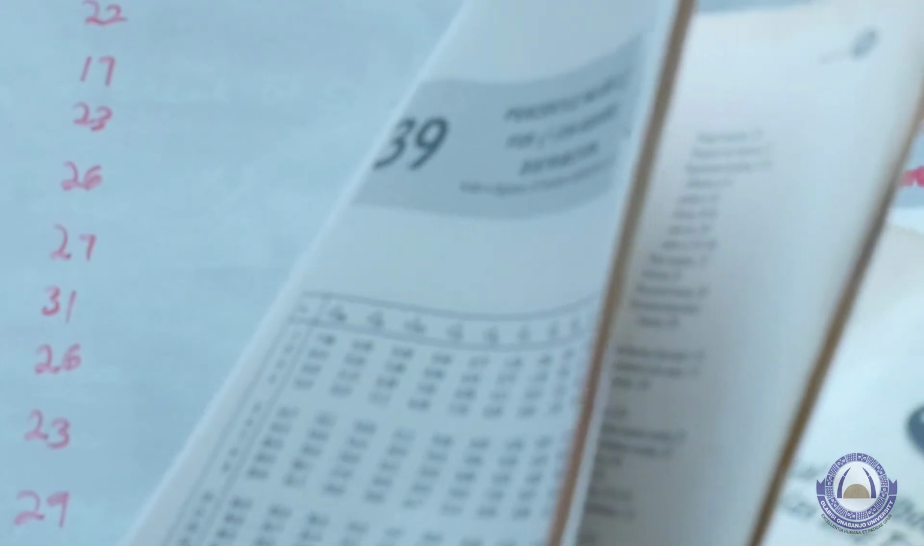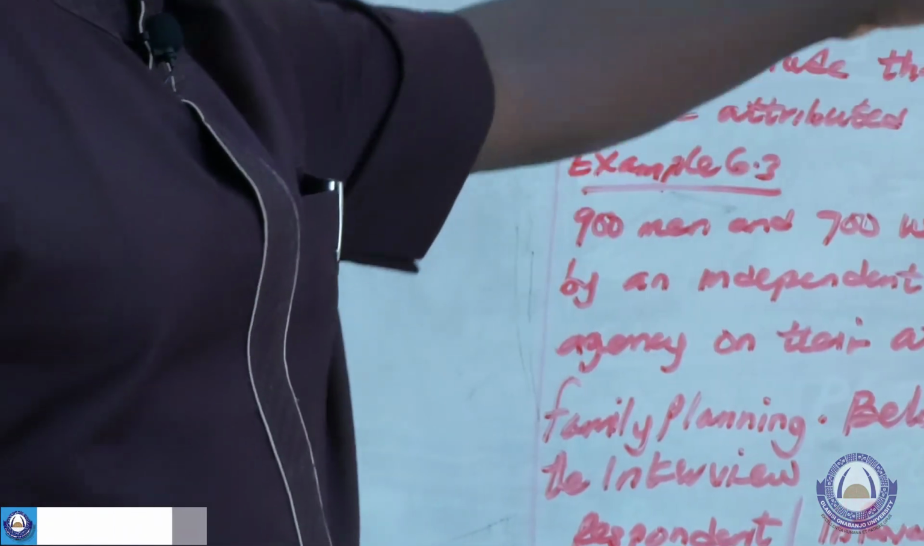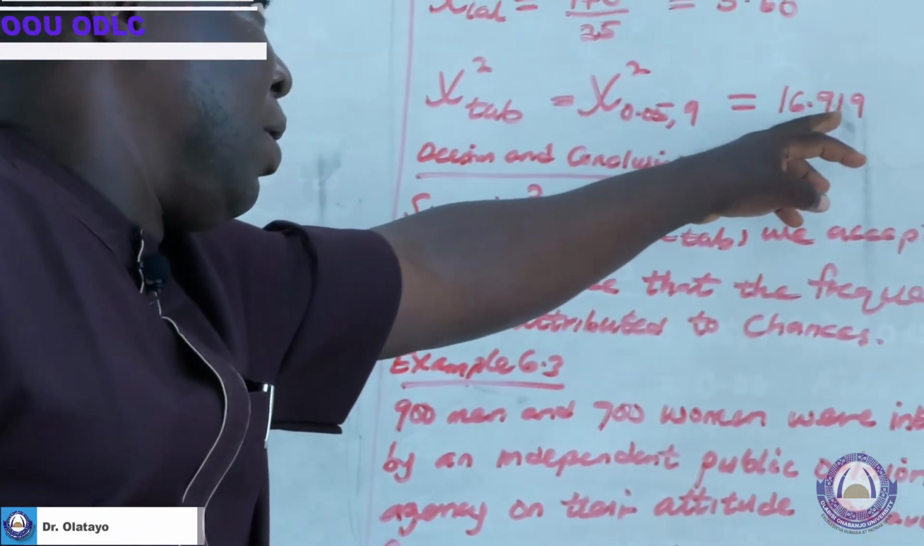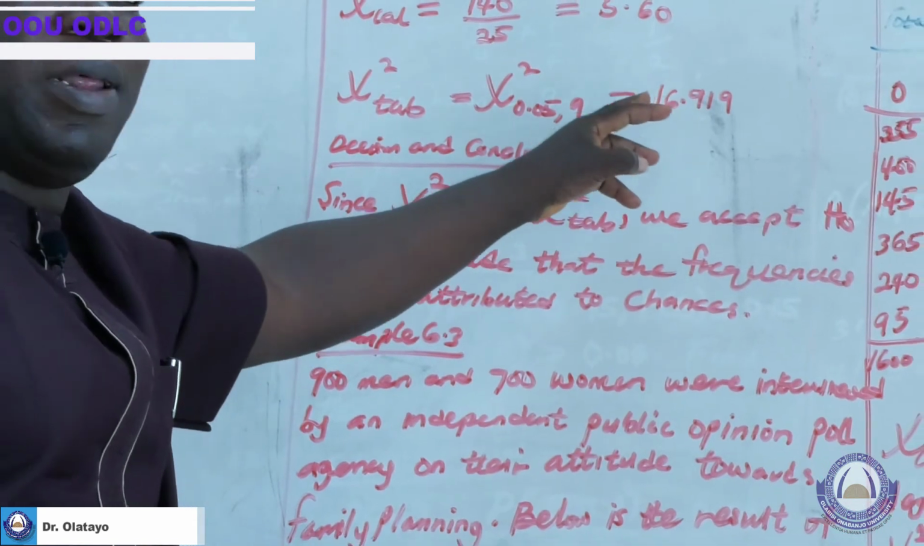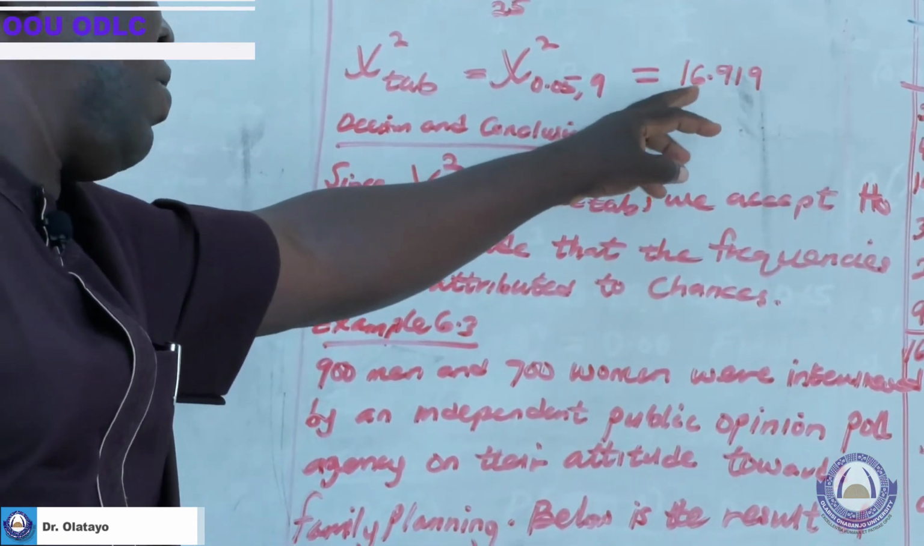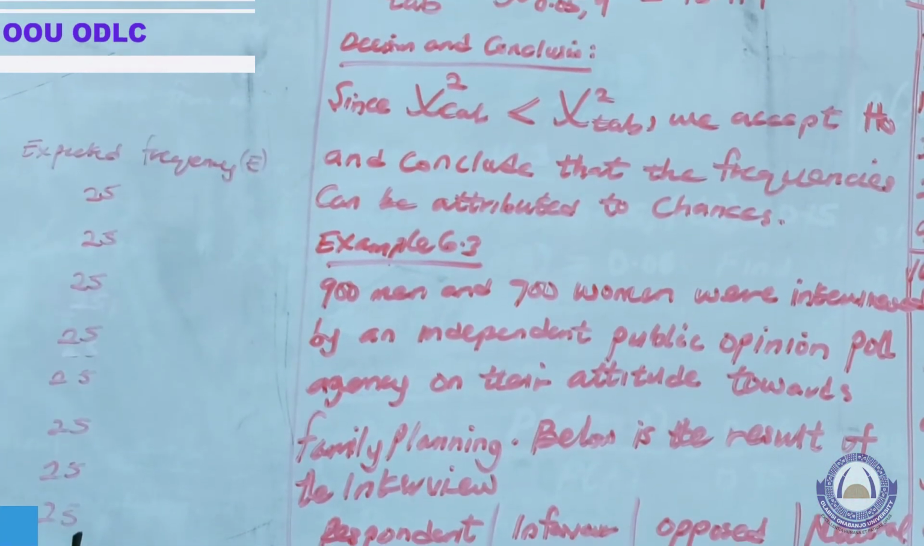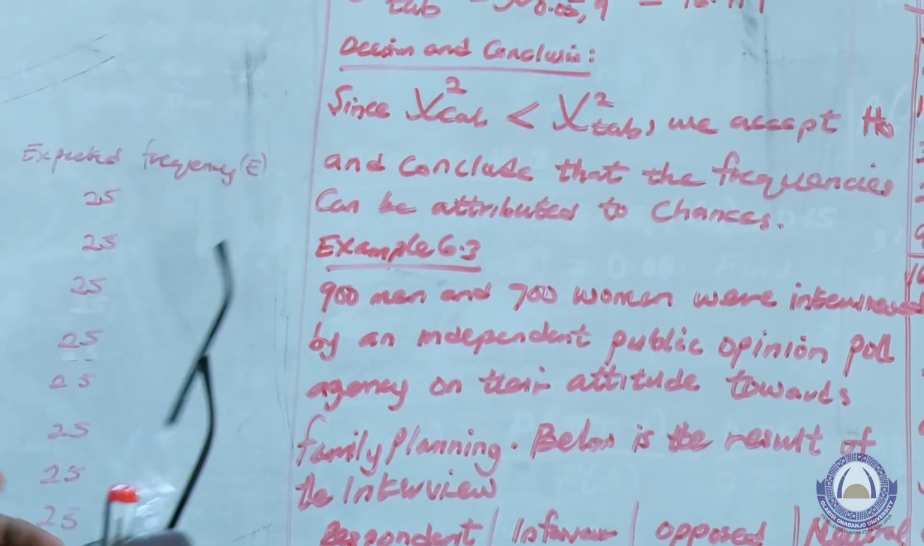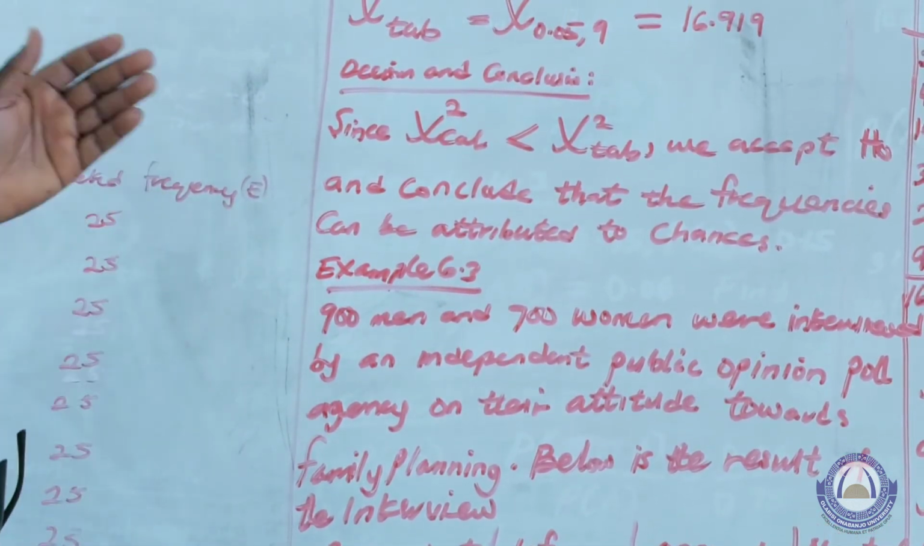And that is why you can see from your answers, the tabulated one here, we have 16.919. But here it has been approximated because from here it will be 0. And therefore we have 16.9 as the table value. Now we are going to compare the calculated chi-square value with the table value.